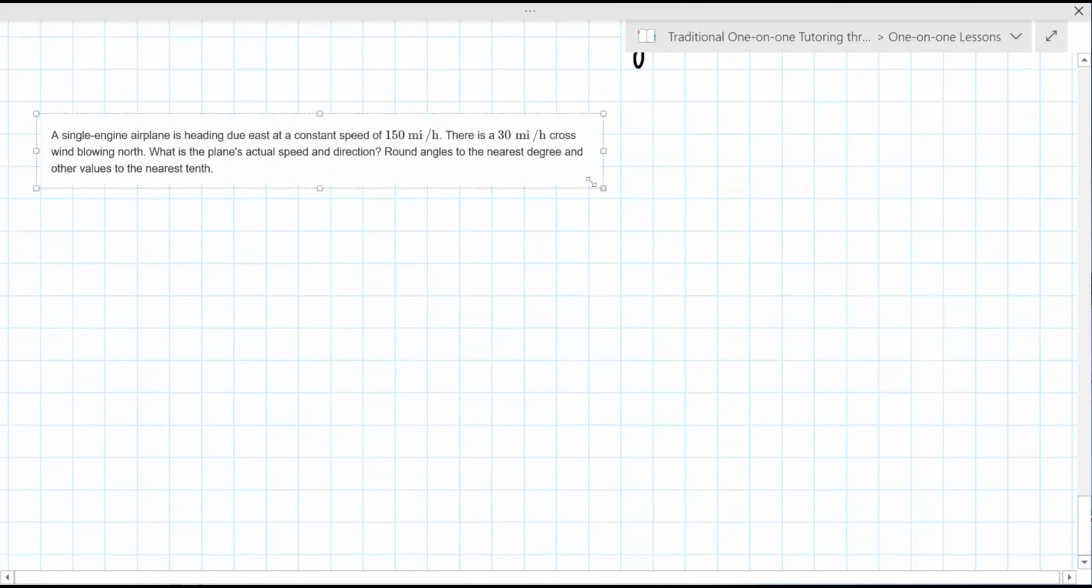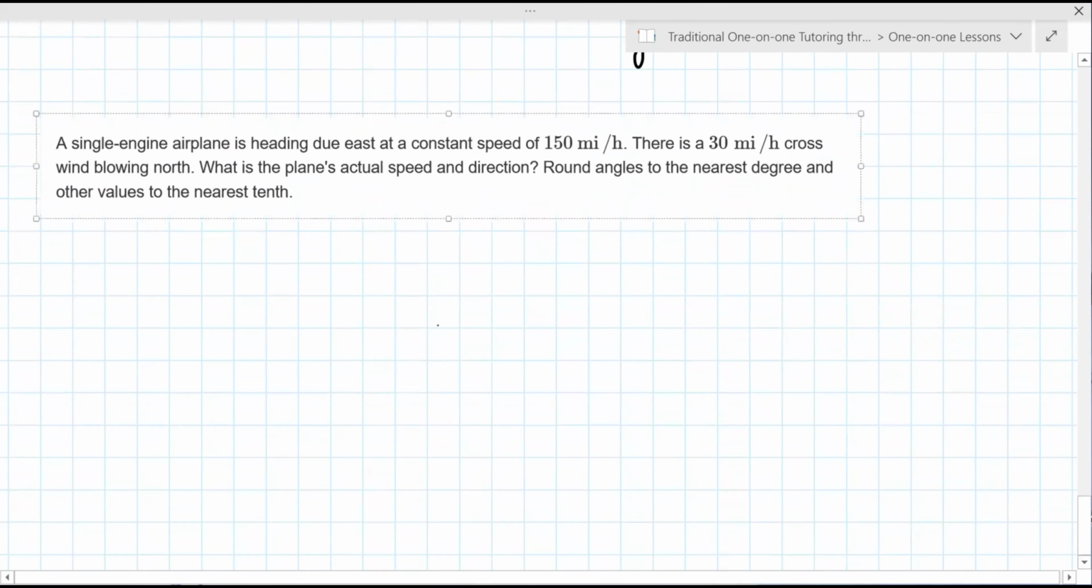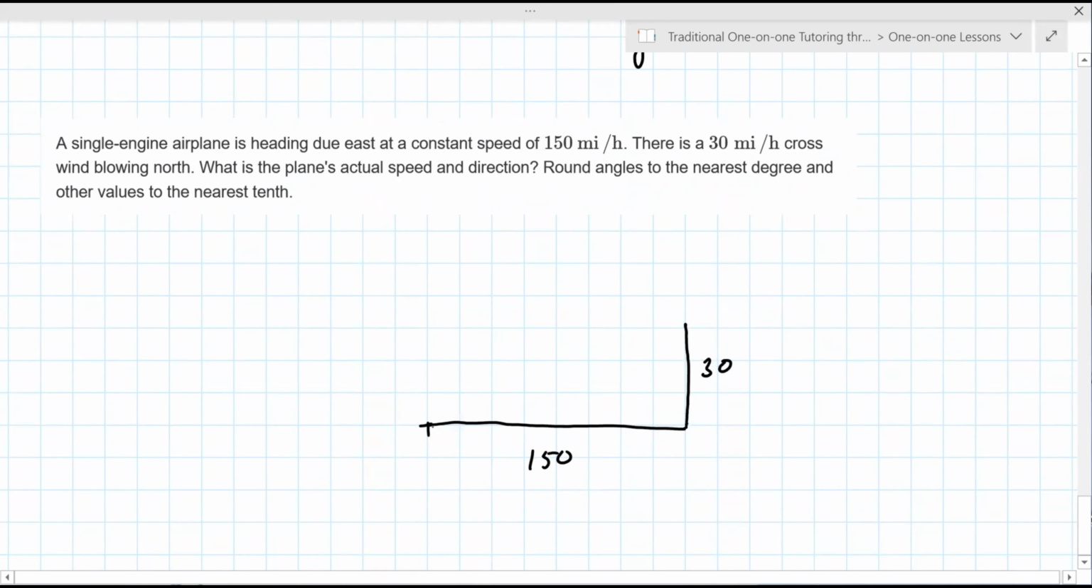Okay, a single engine airplane is heading due east. So they're heading due east, 150 miles per hour. There is a crosswind blowing north at 30. Okay. So the plane's going to the right, the wind's going north. This is the actual path of the plane.